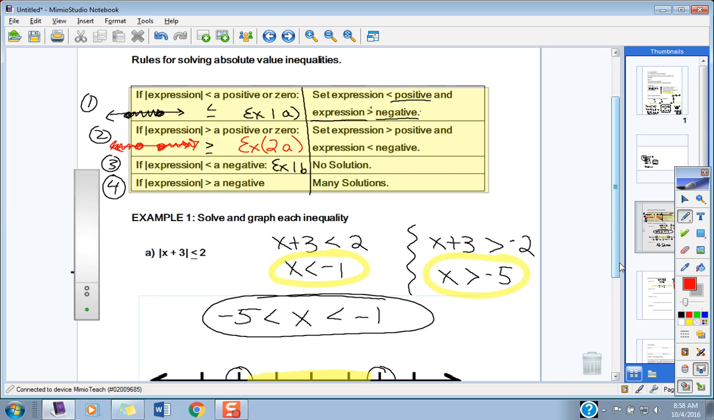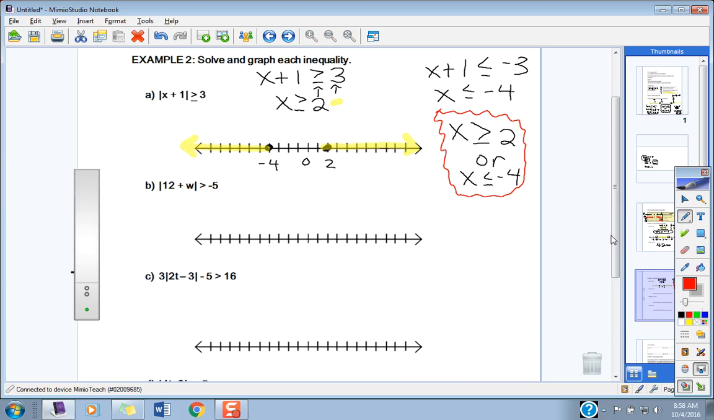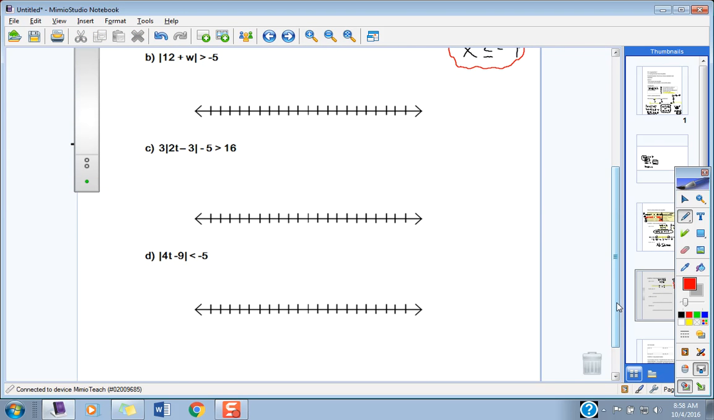So I might write down this rule is applied to example 2B in your notes. So right here, you're going to say there's many solutions. Guys, if there's many solutions, what's that look like on a number line? Many solutions means everything works. So I'm going to shade everything. Whoop! That's what your solution looked like. All right, I'd like you to put a star by example C here quickly.